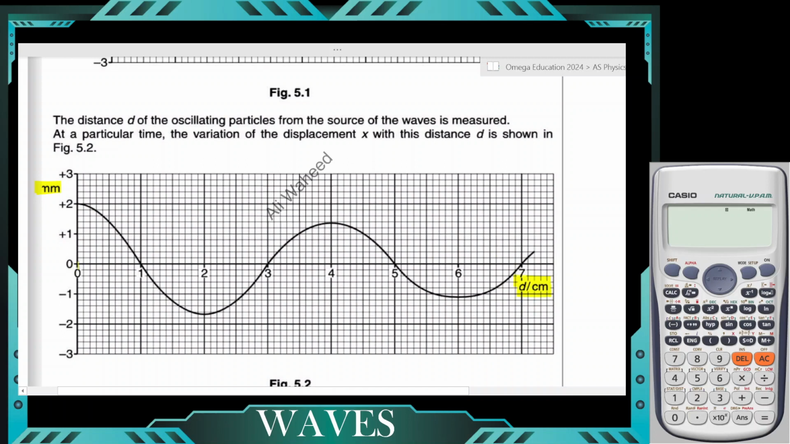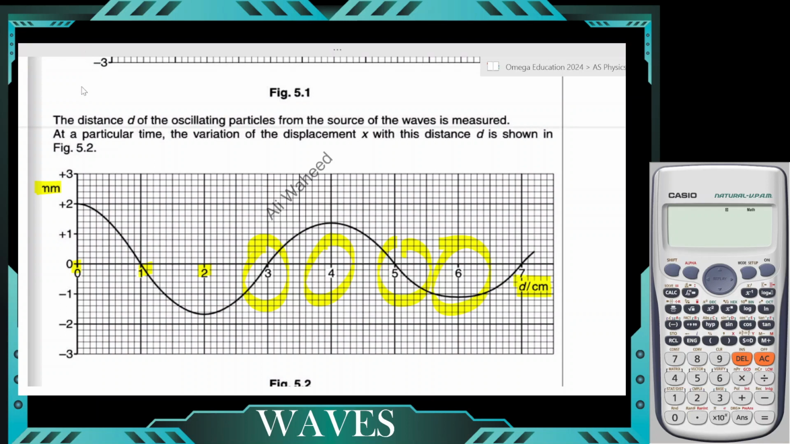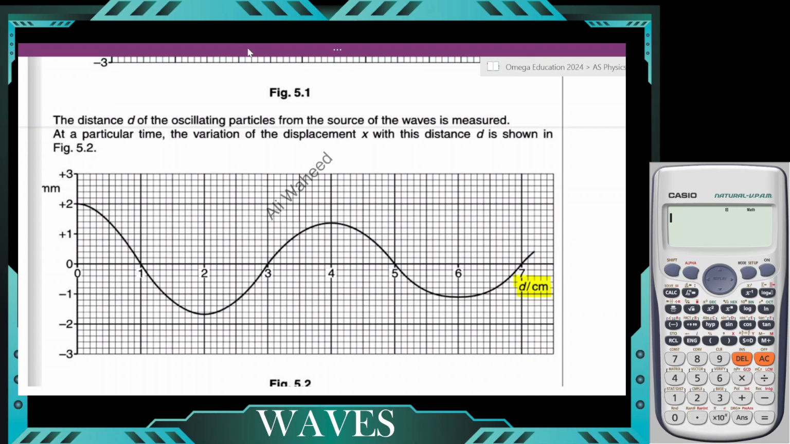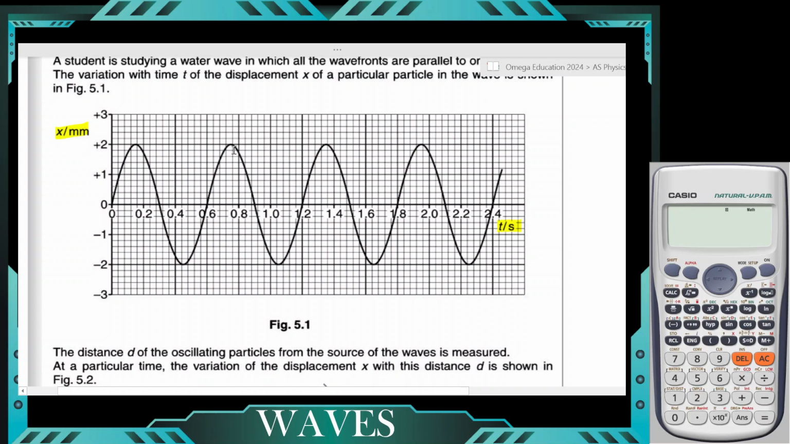At a distance of 0, you're standing exactly at the source of the wave. At a distance 1, you're standing 1 centimeter away from the source of the wave, then 2 centimeter, 3 centimeter, 4, 5, and 6 centimeter away from the source of the wave. So the second one is the displacement-distance graph, which can help you to find the wavelength, but the first one can help you to find the frequency. It can help you to find the time period.